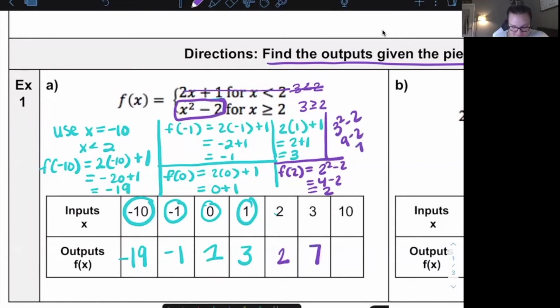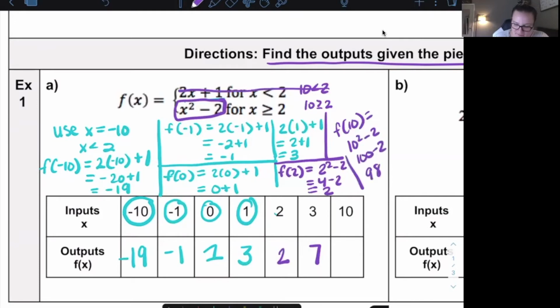And then 10. Our last input is 10. So to find f of 10, which rule am I going to plug this into? Well, is 10 less than 2? No. Is 10 greater than or equal to 2? Yes. So we use the second rule. So f of 10 would be 10 squared minus 2, 100 minus 2, which is 98. So our output for the input 10 would be 98.